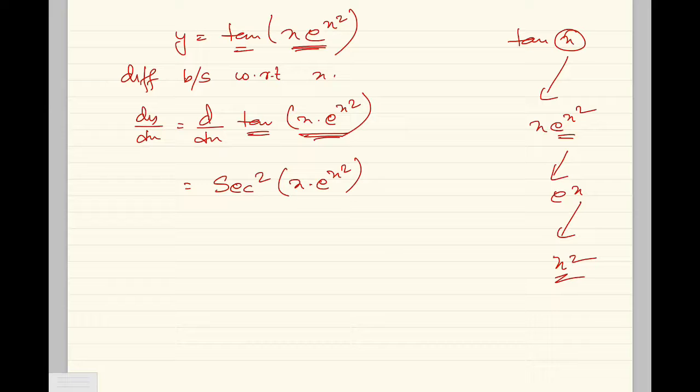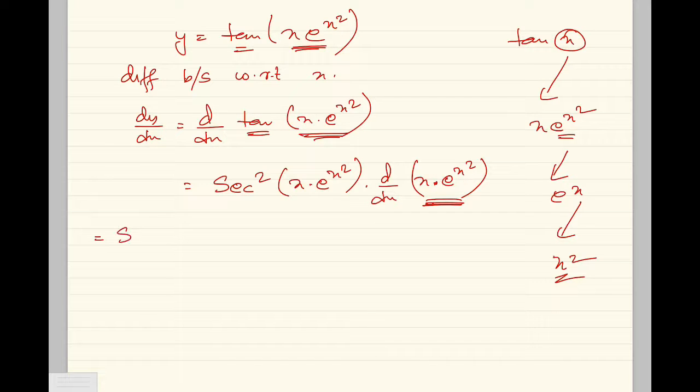Everything inside the bracket acts as x. Correct, everyone? Now followed by d/dx of the chain. You have to create a chain. The bracket is x e to the power x square. Correct, everyone? But you know now this follows the product rule, isn't it? u into v, because two functions are multiplied together.